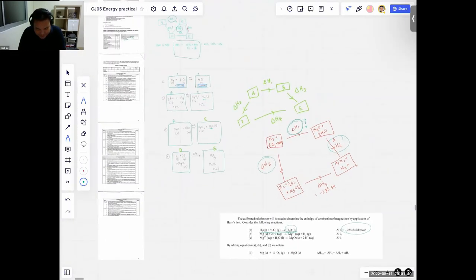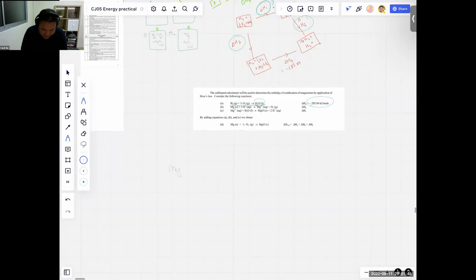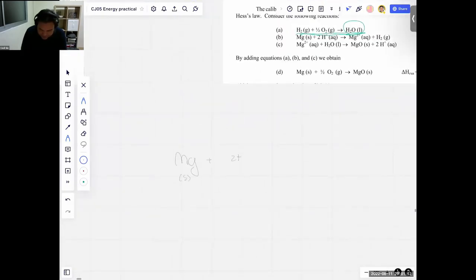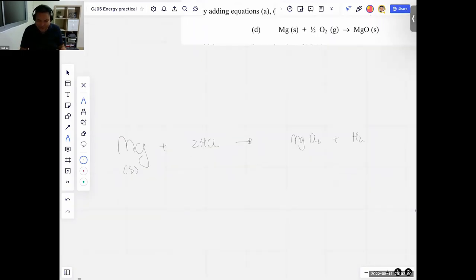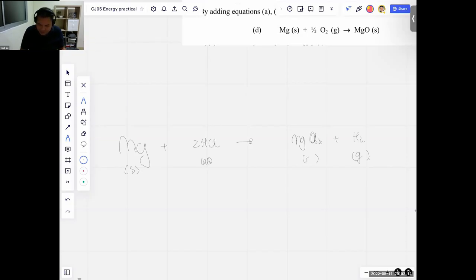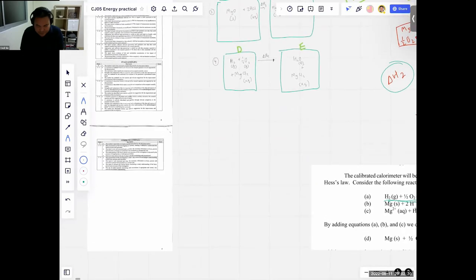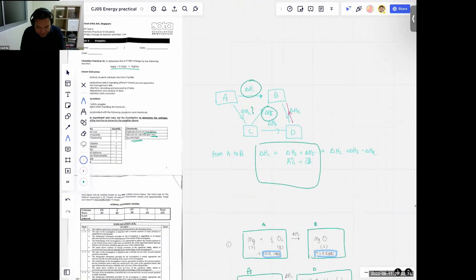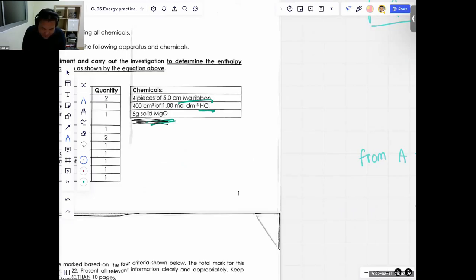So delta H2. Delta H2 is Mg plus 2HCl. Mg solid plus 2HCl become MgCl2 plus H2. Aqueous. And this is gas, then this is aqueous here. Okay. Then how much do they give? Solid MgO, 5 grams. Oh, okay, sorry. 5 cm magnesium ribbon.